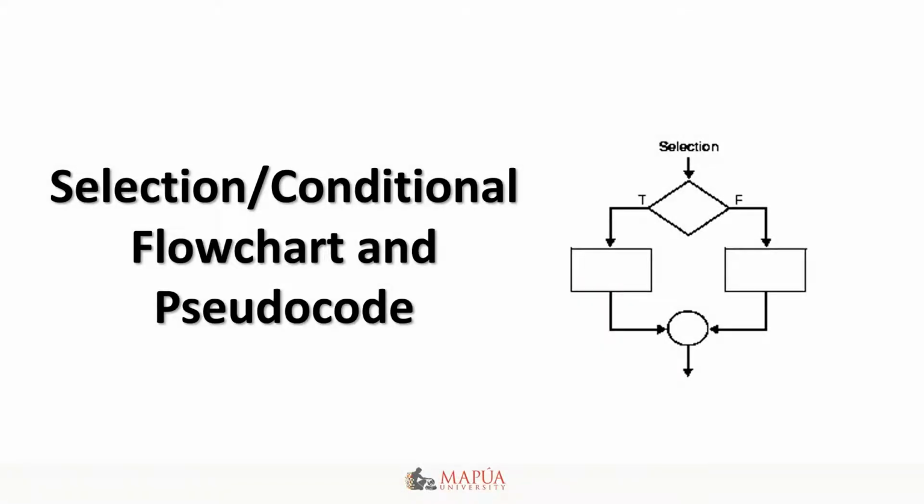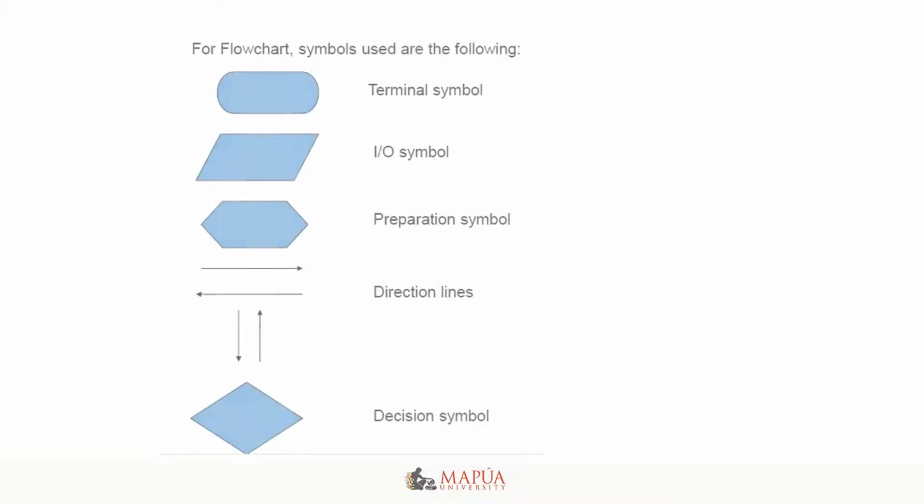Selection or conditional flowchart and pseudocode. For the selection or conditional flowchart, these are the symbols we're going to make use of. The terminal symbol, again for the start and the end of the flowchart.